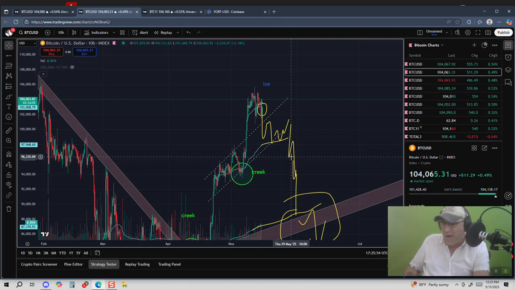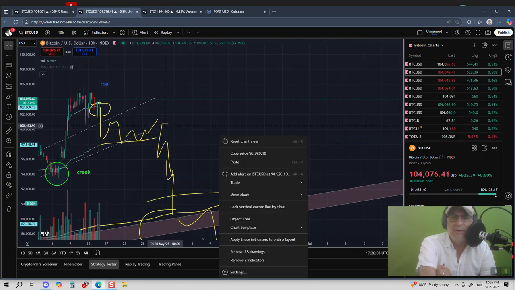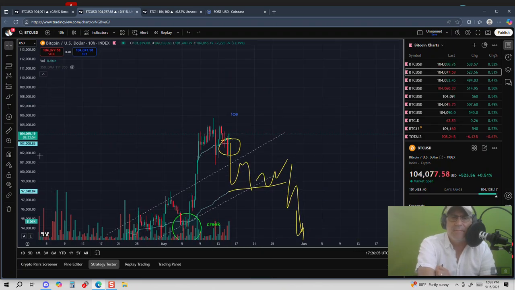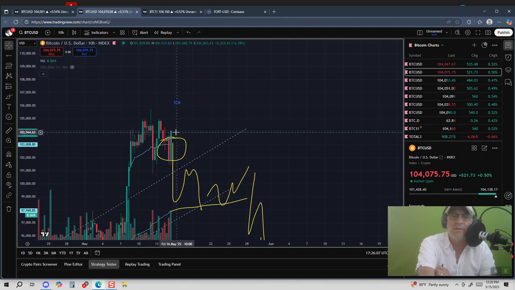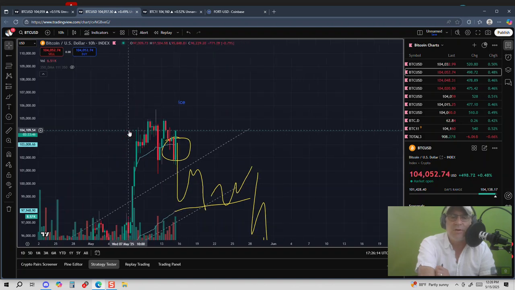And I think that they're still kind of skittish. All eyes are on Bitcoin right now, what it's going to do. But yeah, right now, you can see that this new ice or this new creek has held. So this would be the ice right here. It's gone back through. So we'll see.